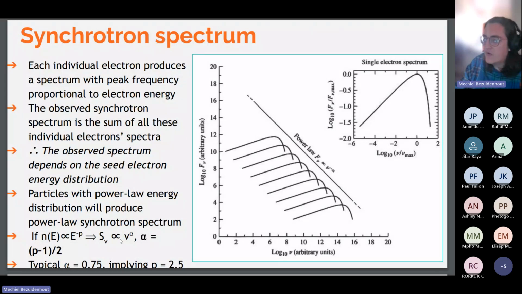Then we will get synchrotron radiation, which is also a power law, proportional to the frequency to the power alpha, where alpha, the spectral index of the synchrotron radiation, is given by (p minus 1) over 2. So if you have electrons with spectral index p, the photons will have spectral index (p minus 1) over 2. A typical photon synchrotron spectral index that we measure in the galaxy is about 0.75, which would imply that the electrons must have a power law with an index of 2.5.